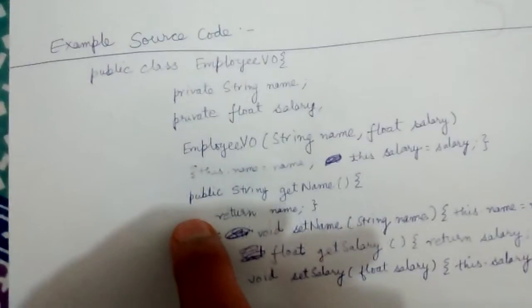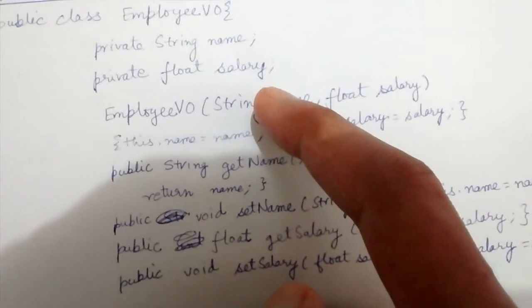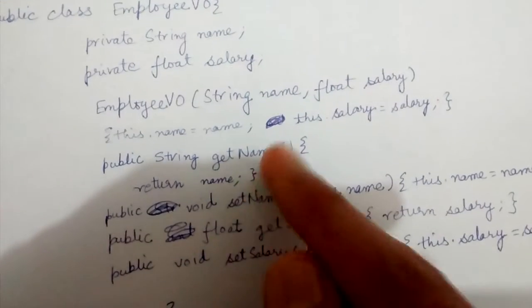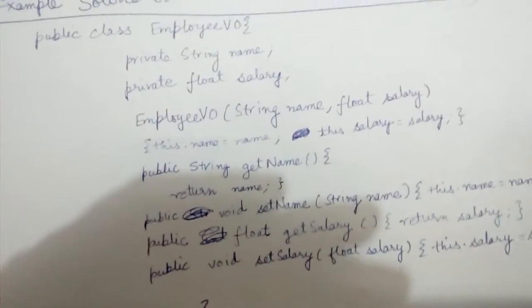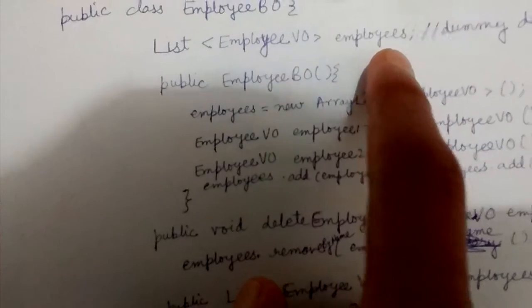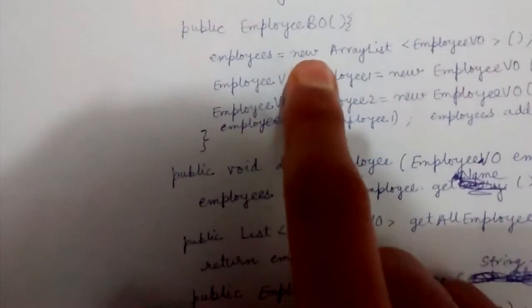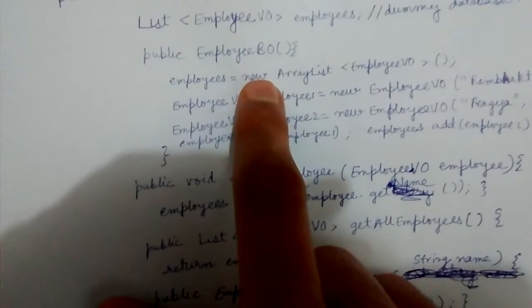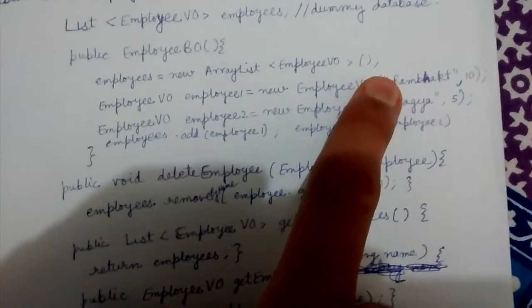Let's see the example source code. This is the employee value object. There is a transfer object with name and salary, two attributes, their getters and setters, and its constructor. Let's look at the other classes. This is the business object. It maintains a list of employees. In its constructor, we are adding two employees to that list. Hope you can see that.